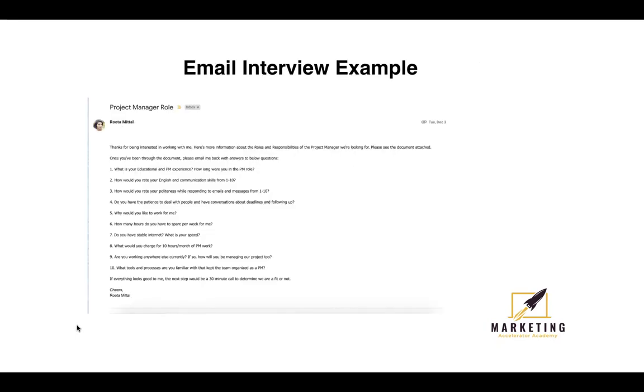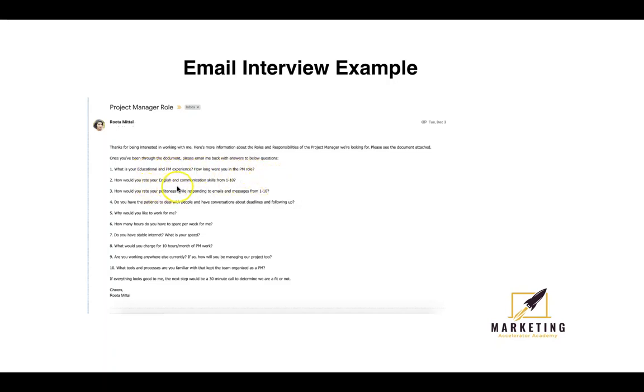And yeah, the email interview example. This is one of my email interview examples. I use the same format, I just change out things. For example, I have about 10 questions. I ask, what is your educational and PM experience? How long were you in the PM role? If I was doing this for a project manager, this is what it looks like. But if I was doing this for an ads manager, I would just change the keywords over here and the rest would remain the same.